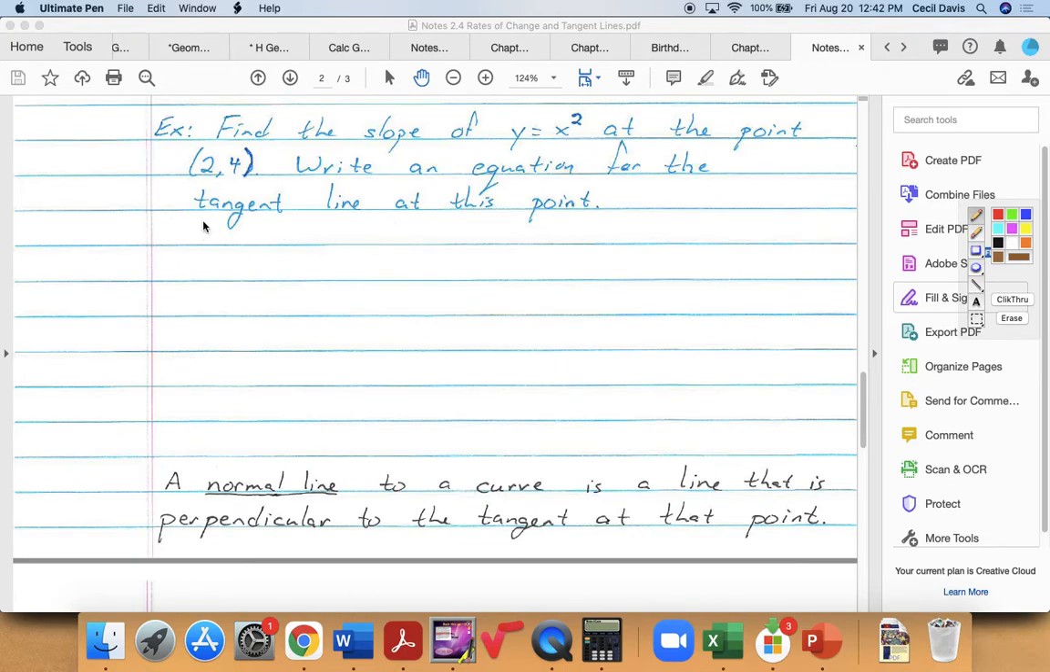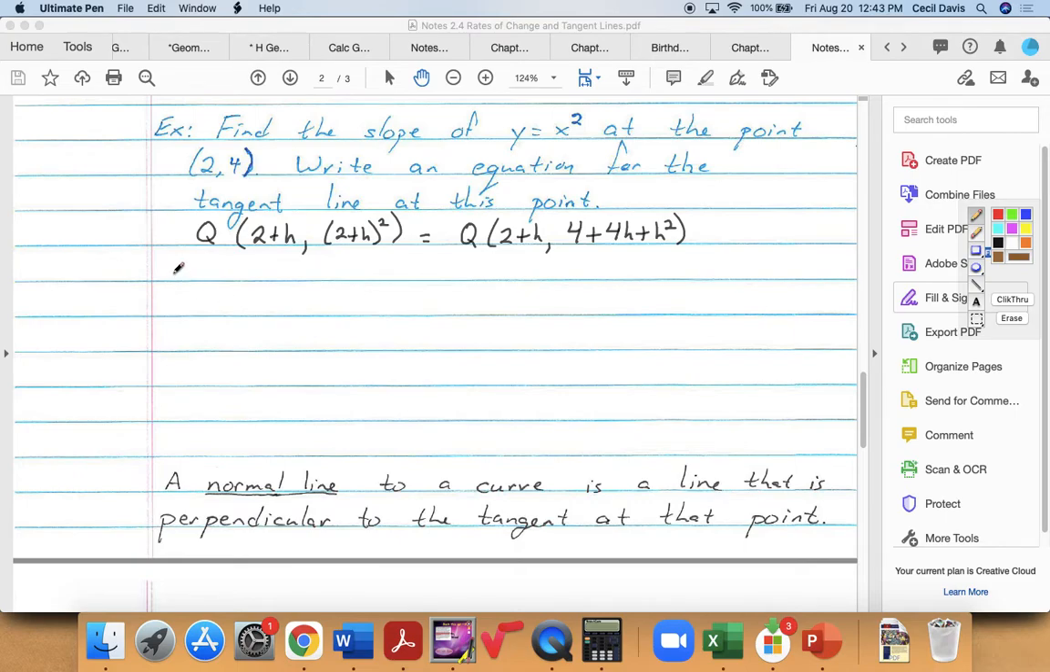So I'm going to define a point Q, and its coordinates are going to be 2 plus h. So I'm going to add on just a little bit, so it's a little bit to the right. And then substituting 2 plus h in for x squared, we've got (2 plus h) squared. So the coordinates of Q are going to be 2 plus h for the x coordinate, and the y coordinate would be 4 plus 4h plus h squared.